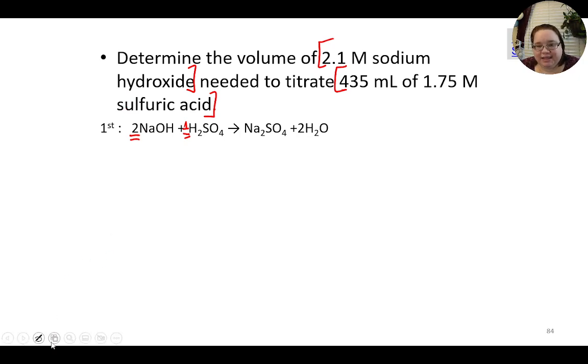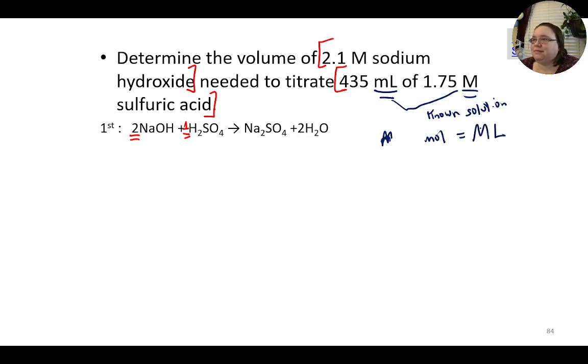Now we can find the moles of our known amount. Well, I only have one thing for which I know the volume and the molarity. So whether it tells me or not, this thing that I have the volume and the molarity of is my known solution, or my stock solution, whether it tells you that or not. So in order to get moles, I need molarity times liters.